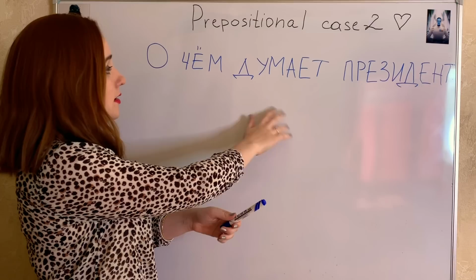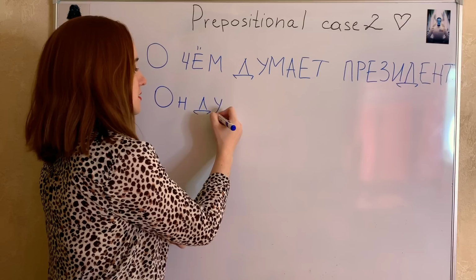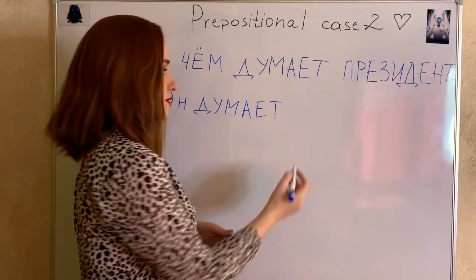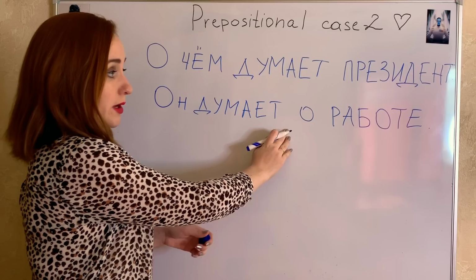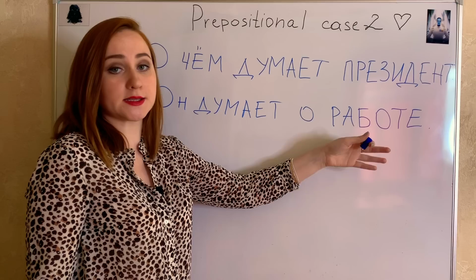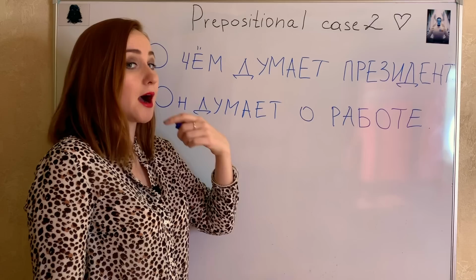Okay, so what does president think about? О чём думает президент? Он думает... What's your guess? Думает... О работе. About his work. Remember, работа. Work, job. Он думает о работе. So the nominative case is работа. Prepositional ending is е. О работе. Again, vowel reduction. Он думает о работе.